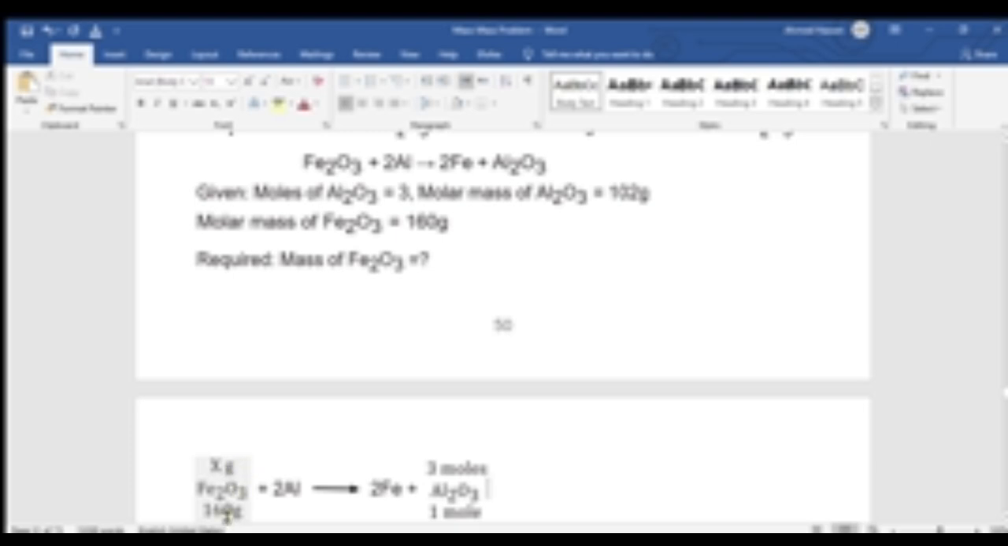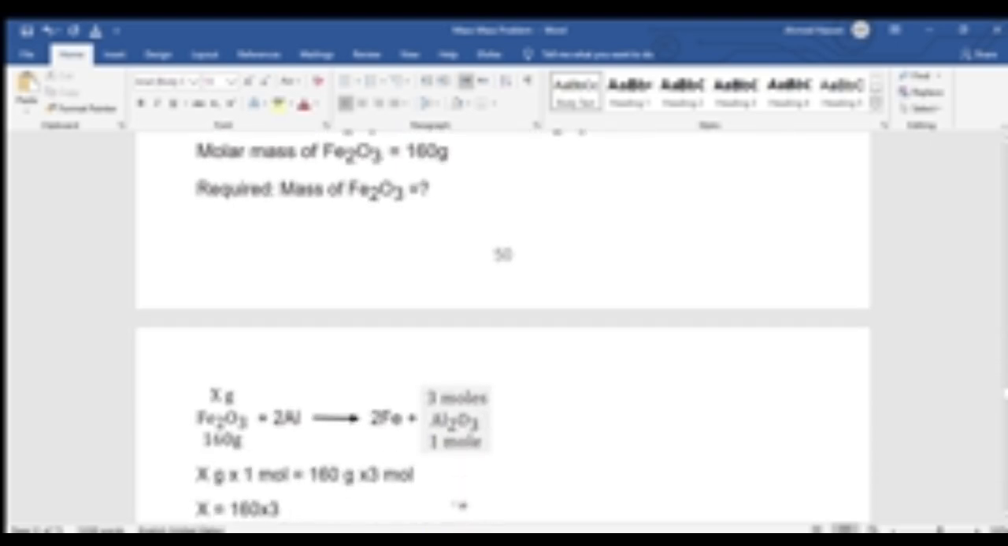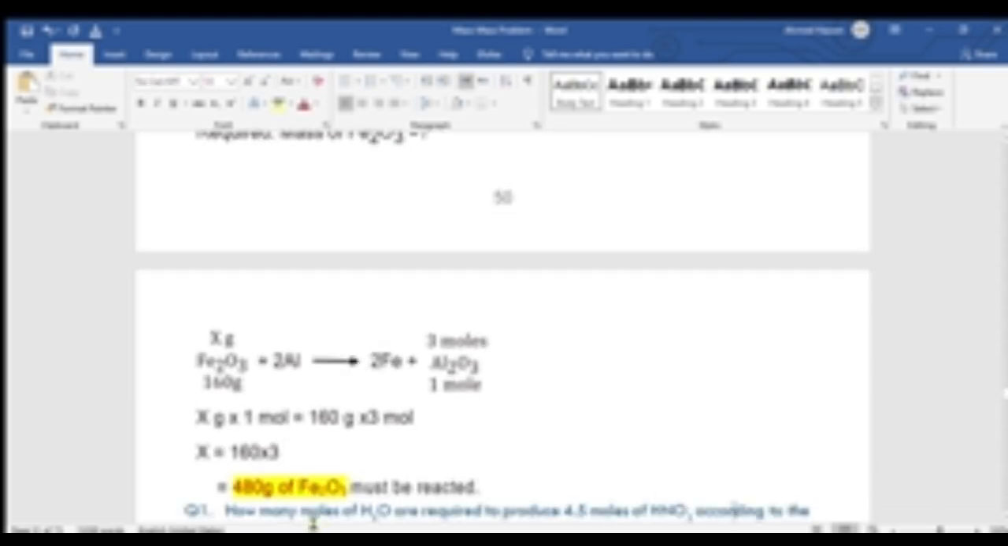X over 160 is equal to 3 over the coefficient of aluminum oxide, which is 1 over 1. You will set up the proportion as such. Therefore, x times 1 is equal to x, and 160 times 3 is equal to 480. It will be 480 grams of iron(III) oxide that must be reacted.